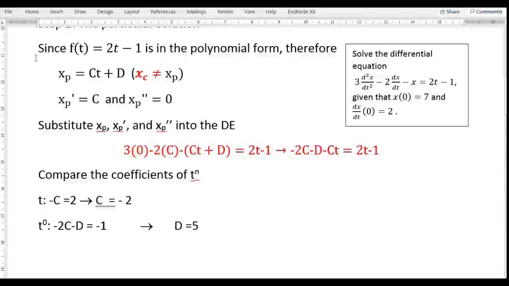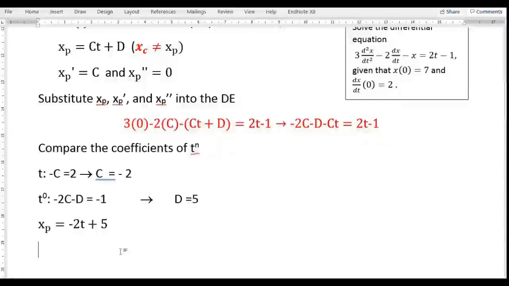Having obtained this, now we can get the particular solution, whereby we substitute the value, which is equal to minus 2t plus 5. So now we can get to step 3, which is the general solution.